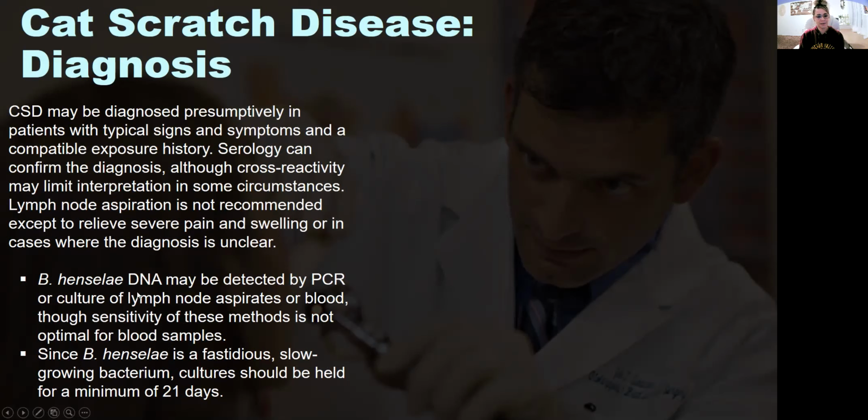B. henselae DNA may be detected by PCR or culture of lymph node aspirates or blood, though sensitivity of these methods is not optimal for the blood samples. Since B. henselae is a fastidious, slow-growing gram-negative bacterium, cultures should be held for a minimum of 21 days.